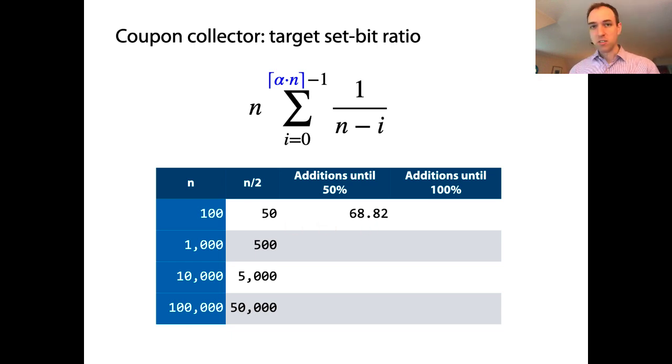And so what accounts for the difference? Well, the coupon collector expectation is taking collisions into account. So collisions account for the difference. Okay, now how about additions until 100% full? Well, it's going to be greater, obviously.